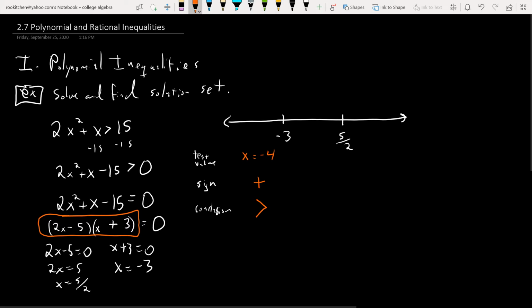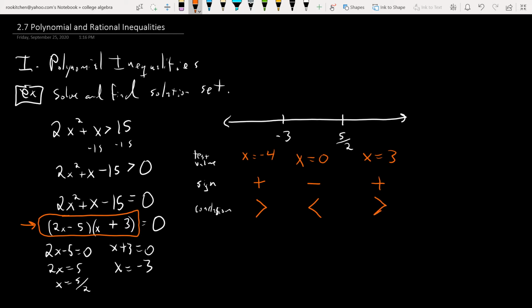Let's find another test value between negative 3 and 5 halves. I'll pick 0. If you plug 0 in, you'll have 2 times 0 is 0, minus 5, that's negative, and then 0 plus 3 is positive. A negative times a positive is negative, and that means it's below the x-axis, so it's less than 0. For the final interval, I'll pick 3. If I plug that in, 6 minus 5 is positive and 3 plus 3 is positive, so positive times positive is positive. It'll be above the x-axis, so it'll be greater than 0.